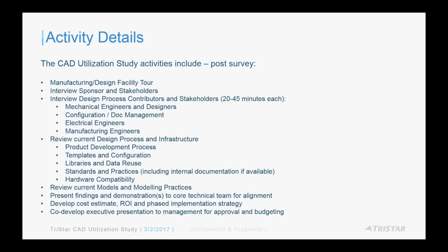We'll review the current design process and infrastructure, your product development processes, templates and configuration, libraries and data reuse, standards and practices, including any internal documentation if available, and also review your hardware compatibility. We review your current models and modeling practices, and then present findings and demonstrations to the core technical team for alignment. We'll develop a cost estimate, an ROI and phased implementation strategy, and co-develop an executive presentation to management for approval and budgeting.